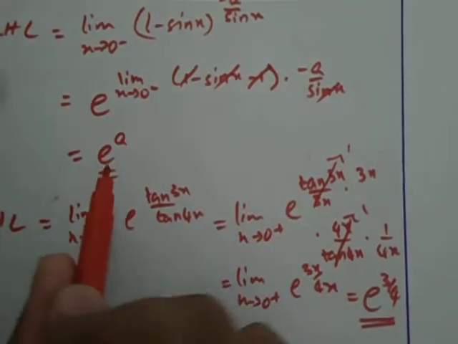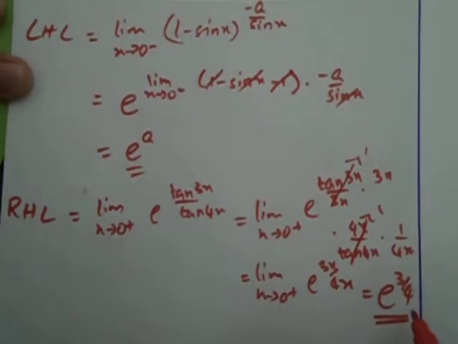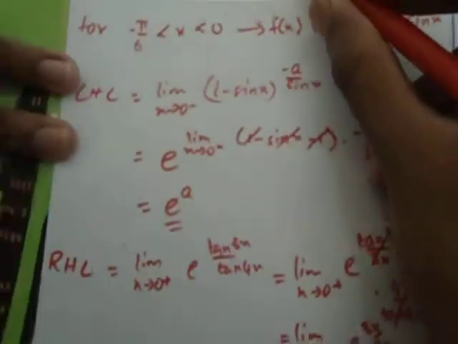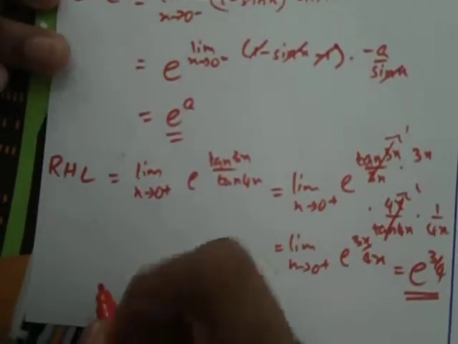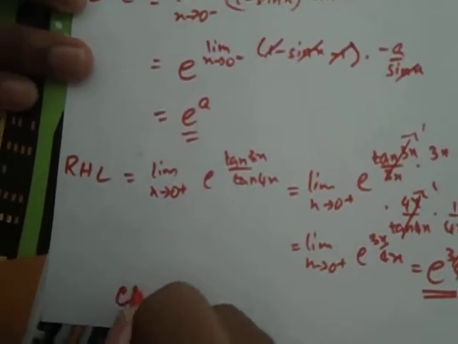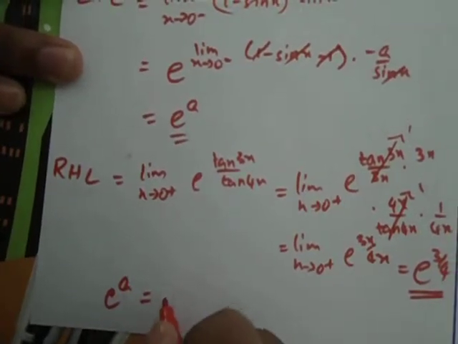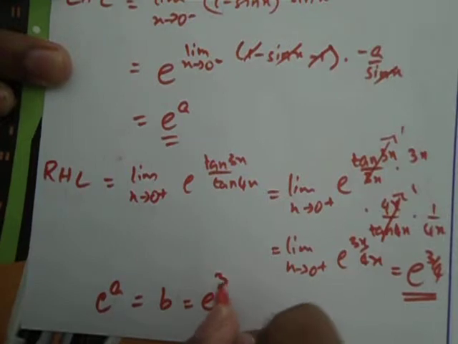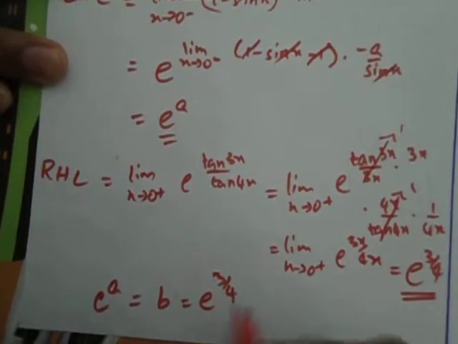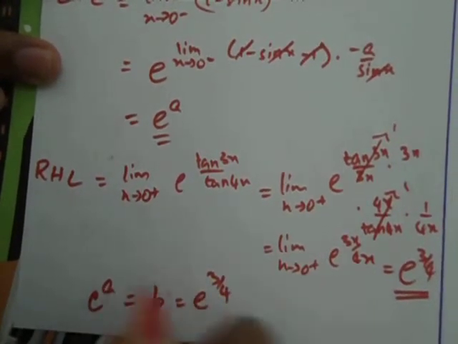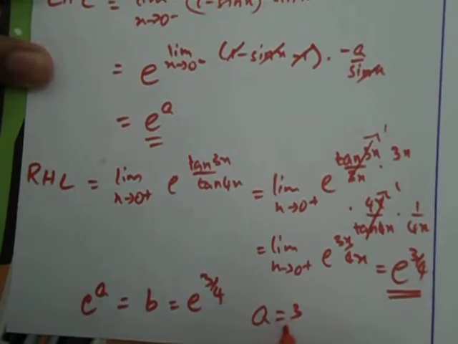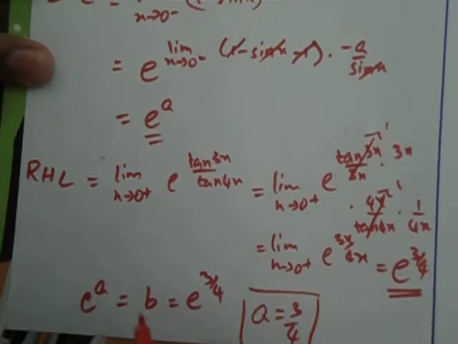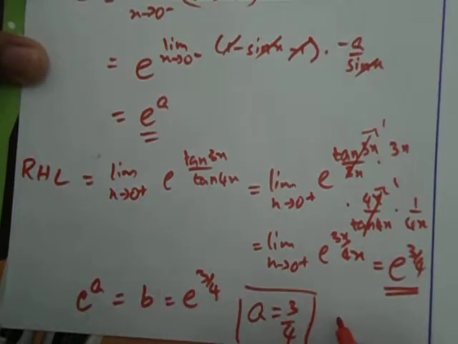So we have e power a as left limit, e power 3 by 4 as right limit, and the function value is given to be b. So LHL equal to RHL equal to function value, so e power a is equal to b is equal to e power 3 by 4. Therefore since the base is equal, power should be equal. a is equal to 3 by 4 and e power 3 by 4 is equal to b.